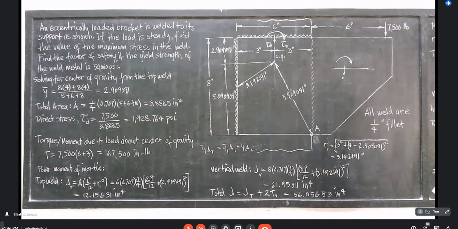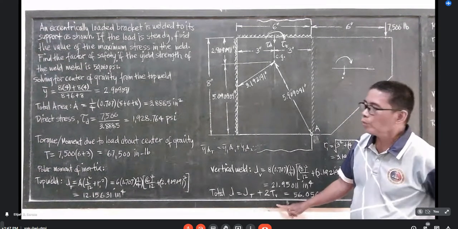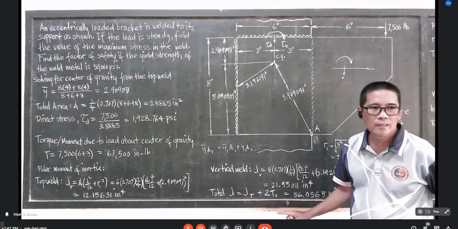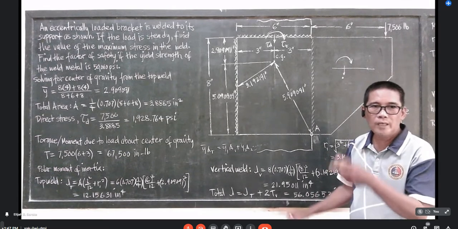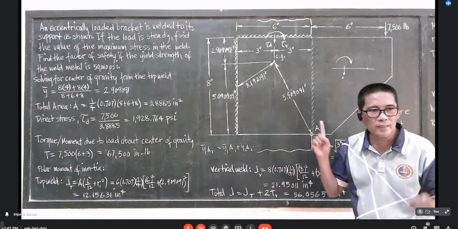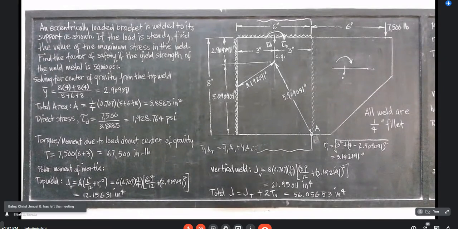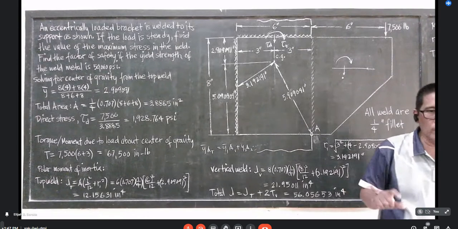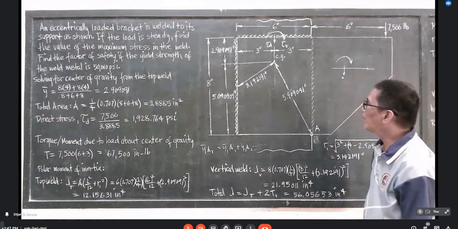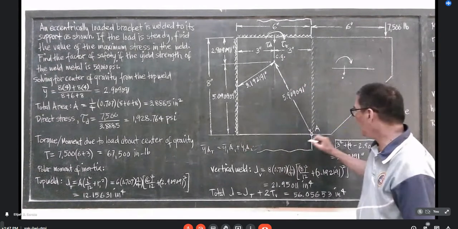So the next part here is to determine the maximum because we now have J and our twisting here is TR over J. We already have T. We already have J. However, what is the R? And what is the criteria to determine R? It should be the farthest, because TR over J. So the bigger your R, the bigger the TR over J. So where is the farthest from the center of gravity? It is either here or here.